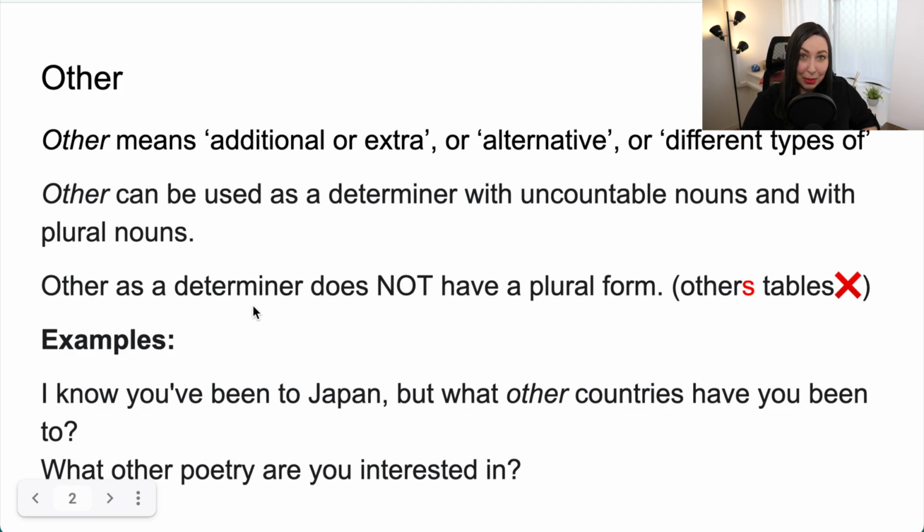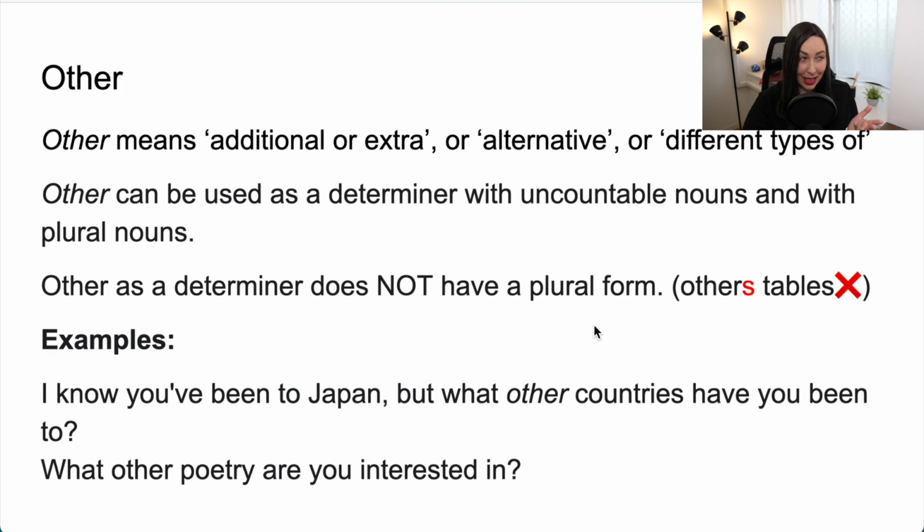Other as a determiner does not have a plural form. So this is very important. When you are using other as a determiner, it does not have a plural form. So when you put other in front of a plural noun or uncountable noun, we do not put an S with other. So we would not say others tables, okay? We would say other tables. If you have a plural noun, you do not need to make this plural, okay?